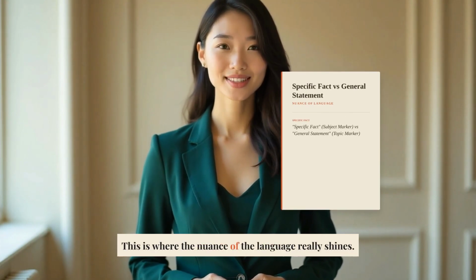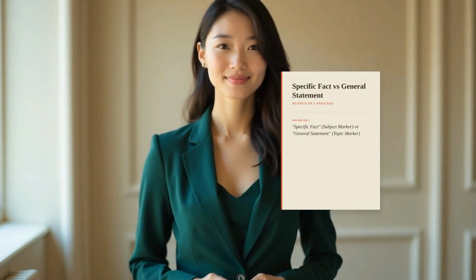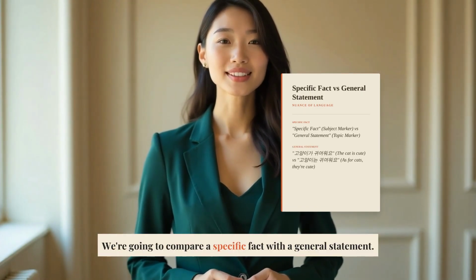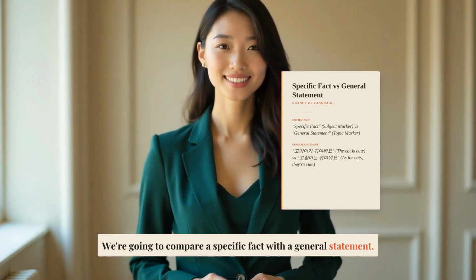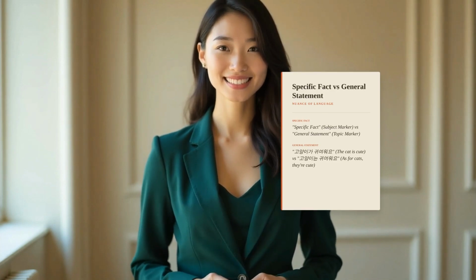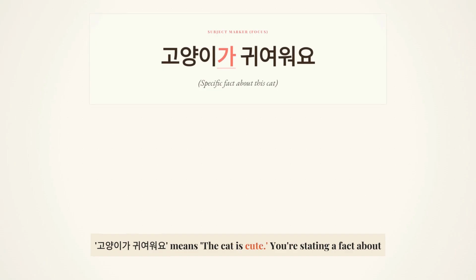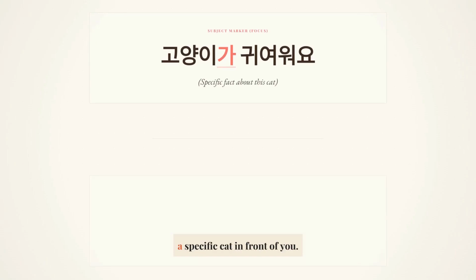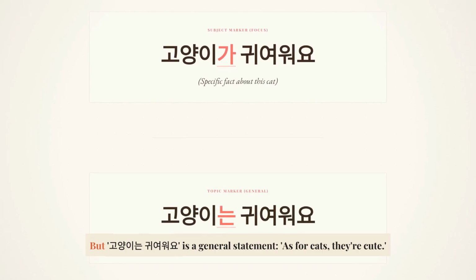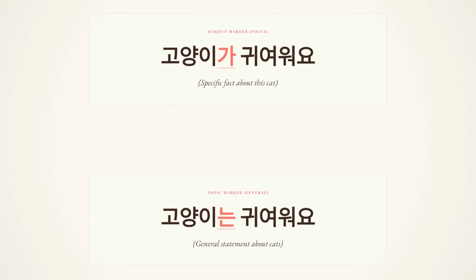The same noun can feel different depending on the marker. This is where the nuance of the language really shines. We're going to compare a specific fact with a general statement. Let's look at the cats. 고양이가 귀여워요 means the cat is cute. You're stating a fact about a specific cat in front of you. But 고양이는 귀여워요 is a general statement. As for cats, they're cute.